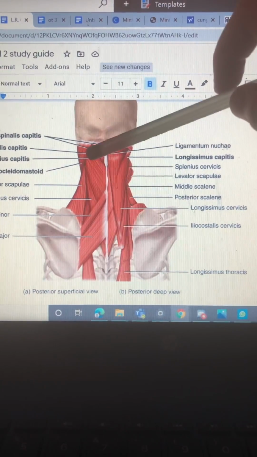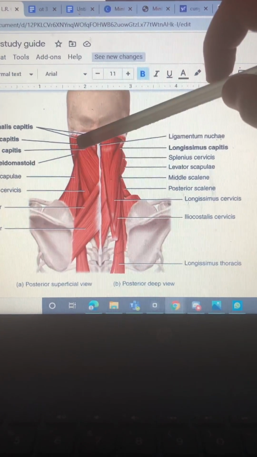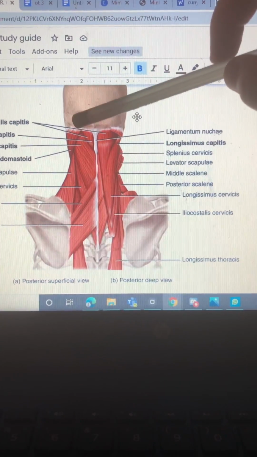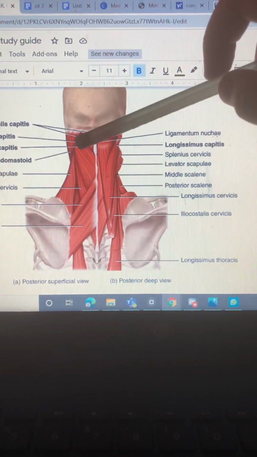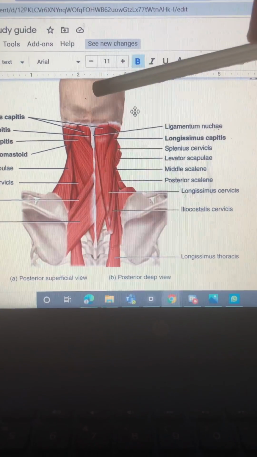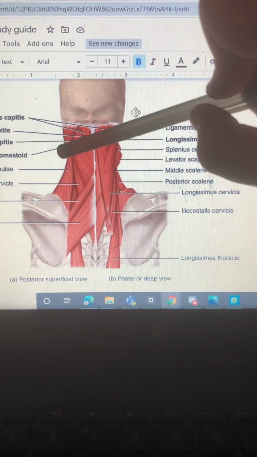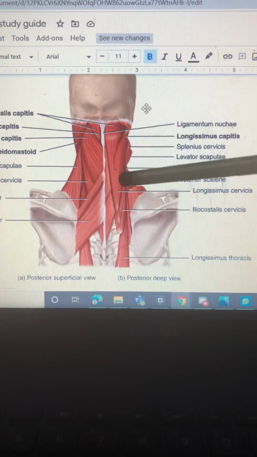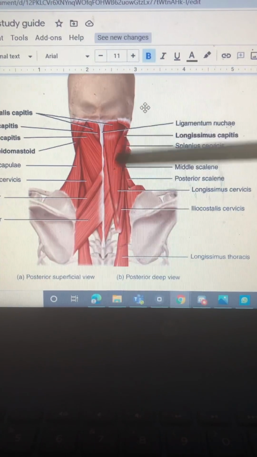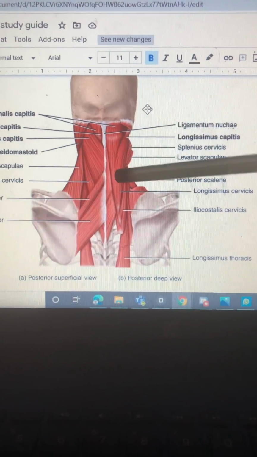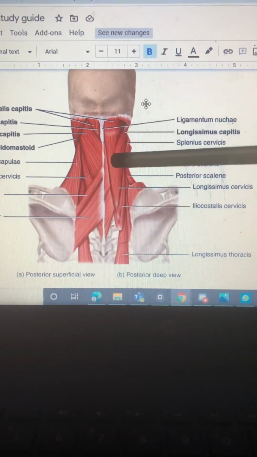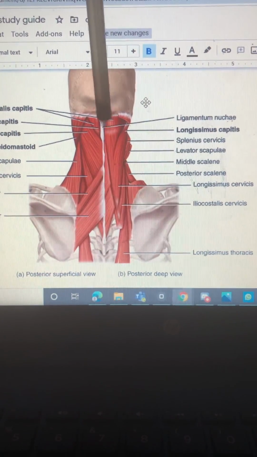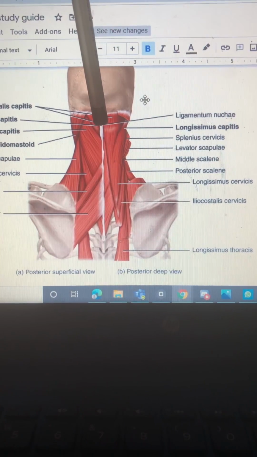Underneath this one is splenius capitis. Semispinalis capitis, spinalis capitis, splenius capitis. Done. Sternocleidomastoid is coming down this way. Longissimus capitis. The long one, longissimus capitis. In the middle here is the ligamentum nuchae.